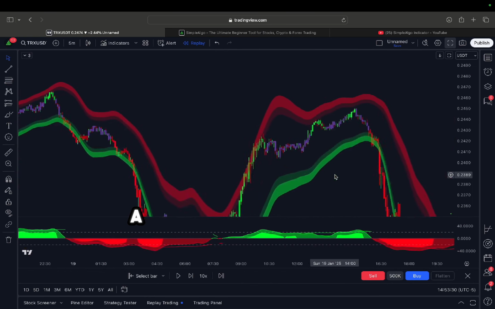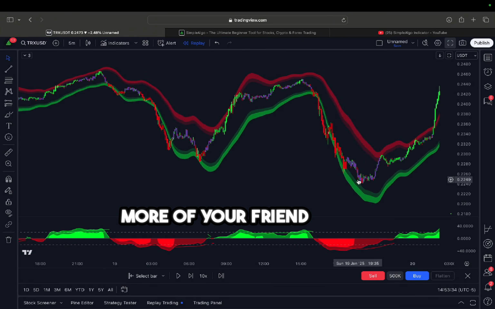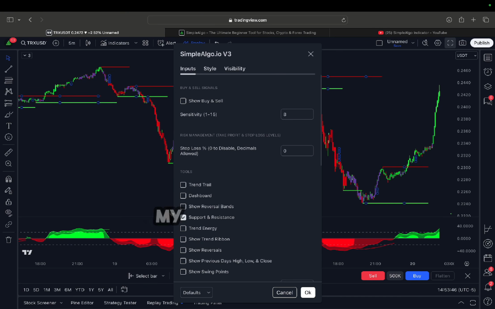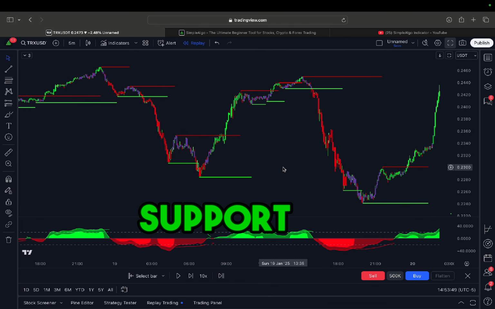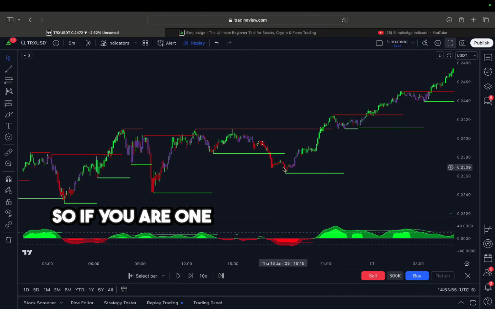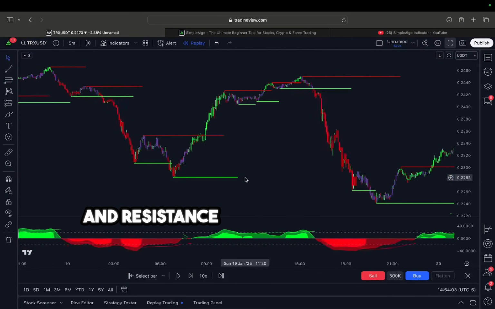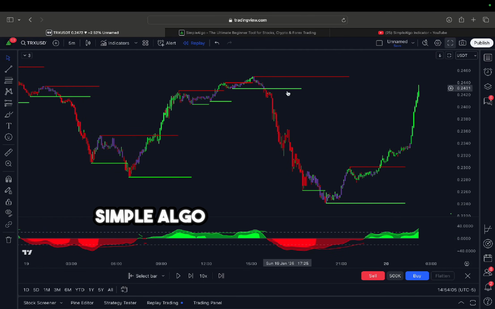And when you're trading in a trending market, the trend trail is probably going to be more of your friend. The next one is also one of my favorites. It will draw out support and resistance lines for you automatically. So if you are one of those support and resistance traders, you no longer have to waste your time charting out support and resistance lines because SimpleAlgo will do it for you.